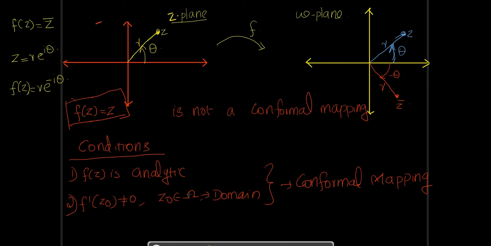Okay, so we can conclude that for any analytic function with f dash z naught not equal to 0 for some point z naught, then we say that it is conformal at z naught. And if z naught is arbitrary, that means this is true for any point in the domain, we can say that this mapping is a conformal mapping.